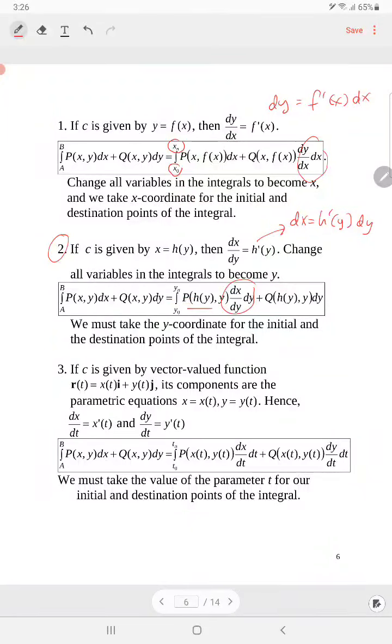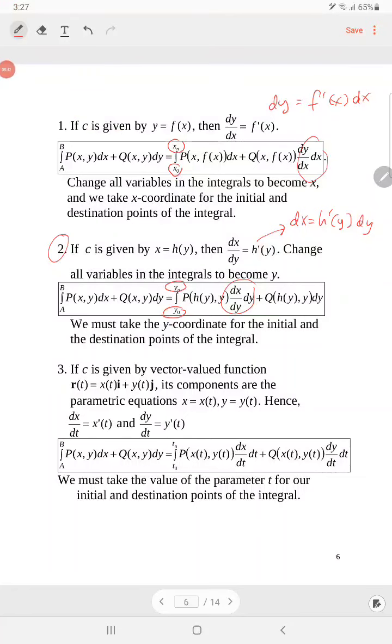So now you have an integration where you need to integrate with respect to y. Now the limits. The limit that you need to use would be the y coordinate of the initial point, that would be the lower limit for y, and the upper limit for y would be the y coordinate of the destination point, in this case y_n. So you have two cases. Now let's look at the third case.